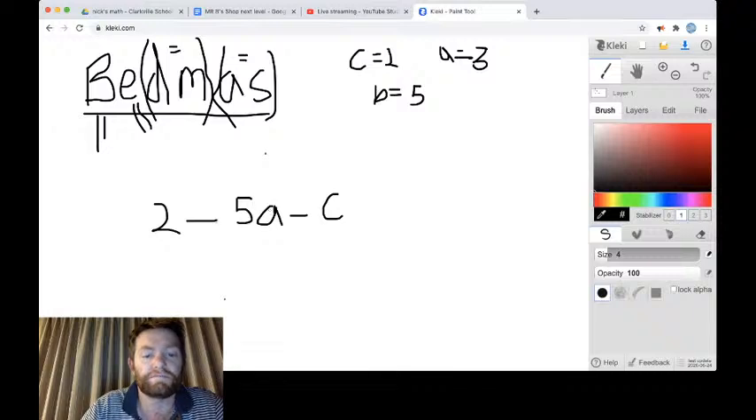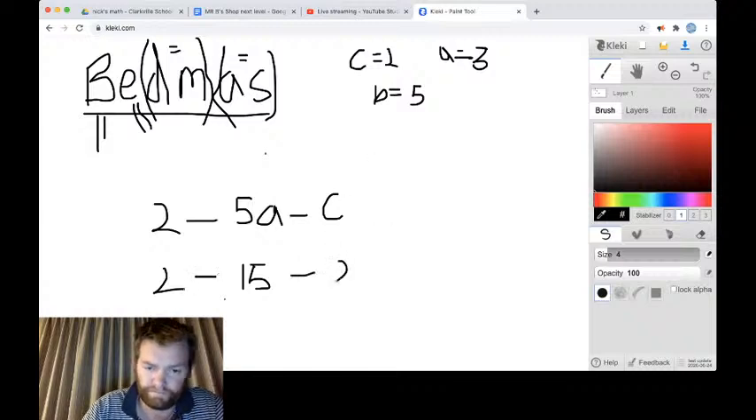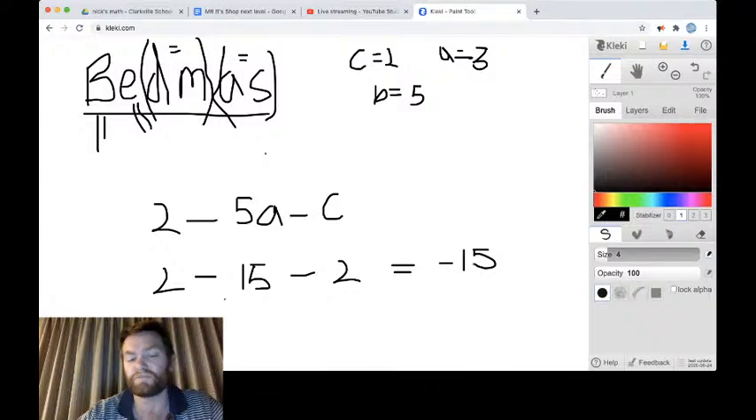So the first thing we need to do is go 5 times a, 5 times 3, 15. 2, take away 15. 2, take away 15, -13, take away 2 more, -15. Sure wish I'd chosen an easier problem for an example, because some of you would be getting confused about going into the negative there.